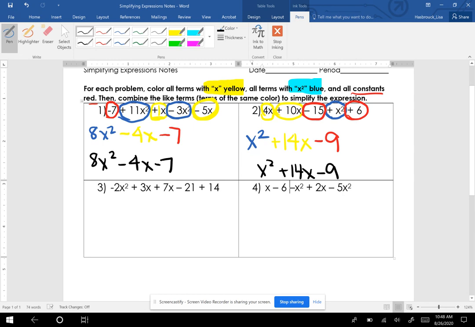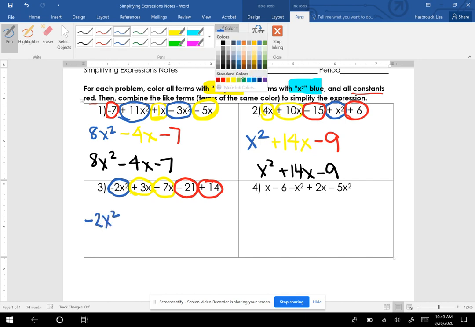Now let's look at example 3. For our x squareds, we have a negative 2x squared. For our x's, we have a 3x and a 7x. And then for our constants, we have a negative 21 and a positive 14. I'm going to start by writing the x squared first, negative 2x squared. There's just one of those.